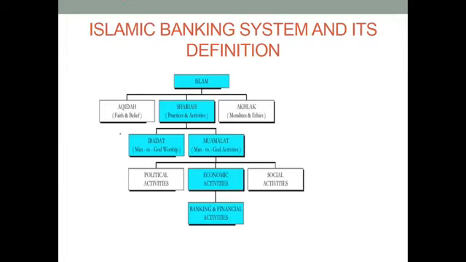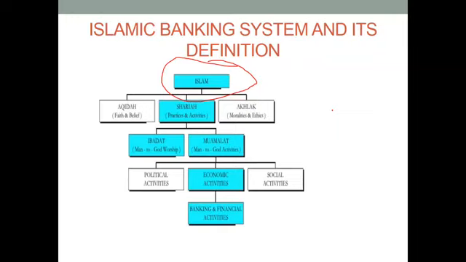Now if you look at the Islamic banking system and its definition, everything starts from Islam. It's a way of life. So basically, everything that you do is for Allah Subhanahu wa Taala, not for your boyfriend or girlfriend or your wife or your husband. It's actually for Allah Subhanahu wa Taala. So it's a complete way of life.